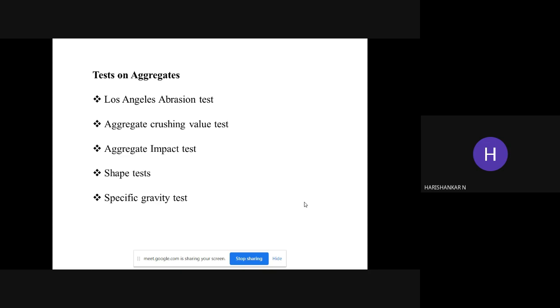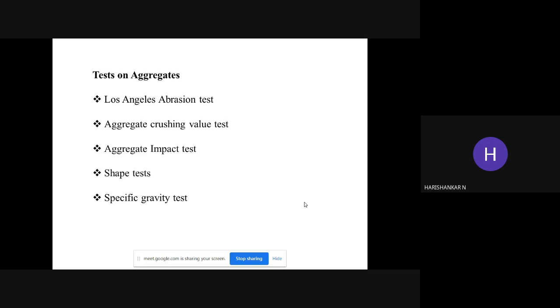And what about the aggregate testing? In aggregate testing, you have already studied in the lab. Here we have the Los Angeles abrasion test. The abrasion test is used to find out the hardness of the aggregate, which is the property to resist wear and tear or abrasion. Here we can use either the Los Angeles abrasion test, the Deval abrasion test, or the double abrasion test. All these tests can be used, but in our lab we are performing the Los Angeles abrasion test.